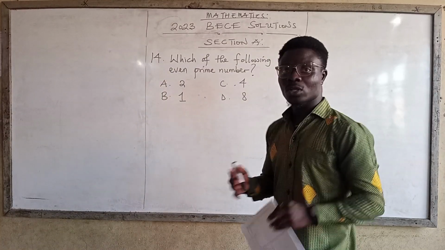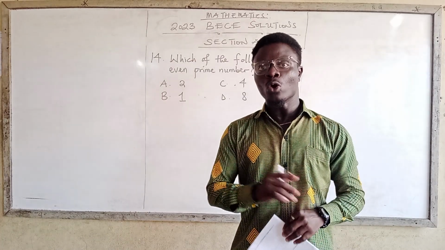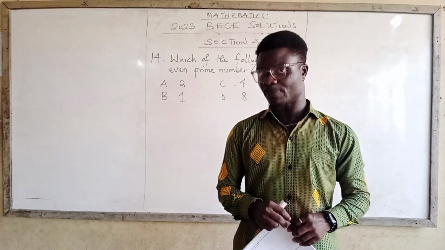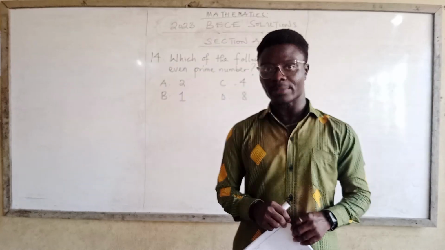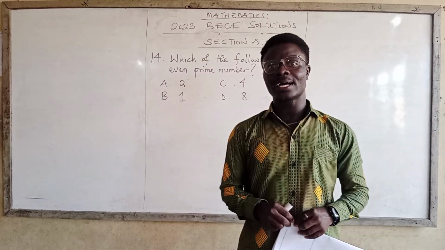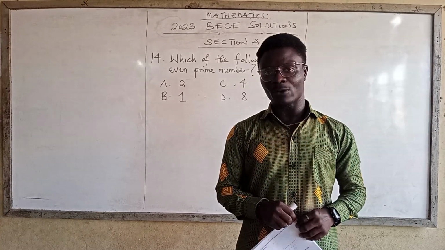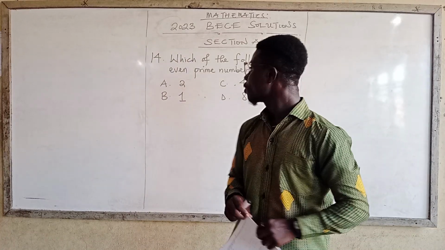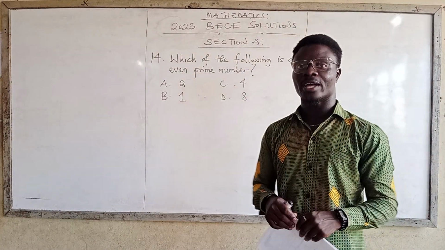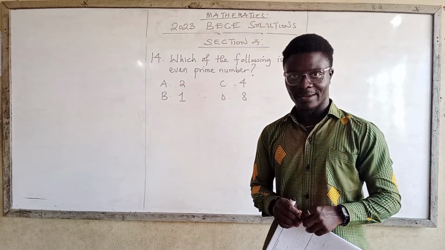So this time around, what is a prime number? A prime number is a number that has only two factors, 1 and the number itself, except 1. So that's a prime number. Okay? Then what's an even number? An even number is a number that is divisible by what? 2. Okay. Leaving a remainder of 0 or without any remainder. Don't forget that 0 is a number.